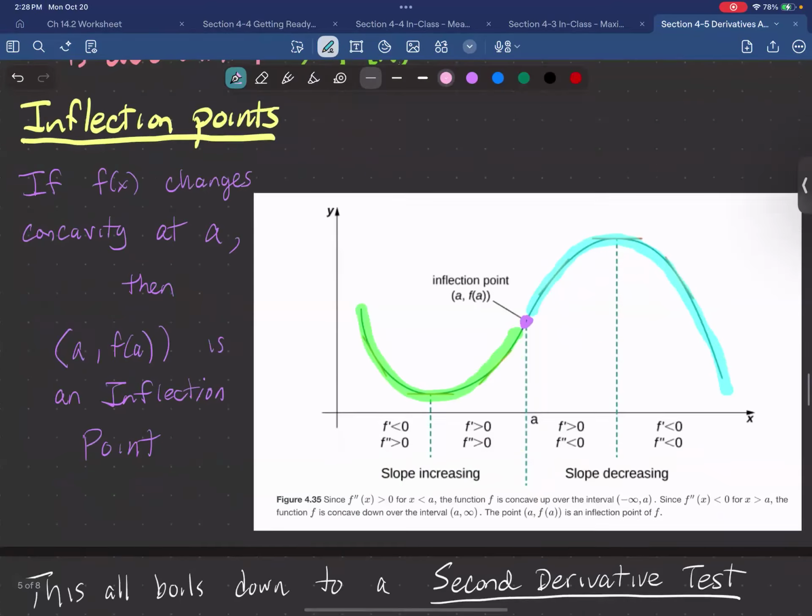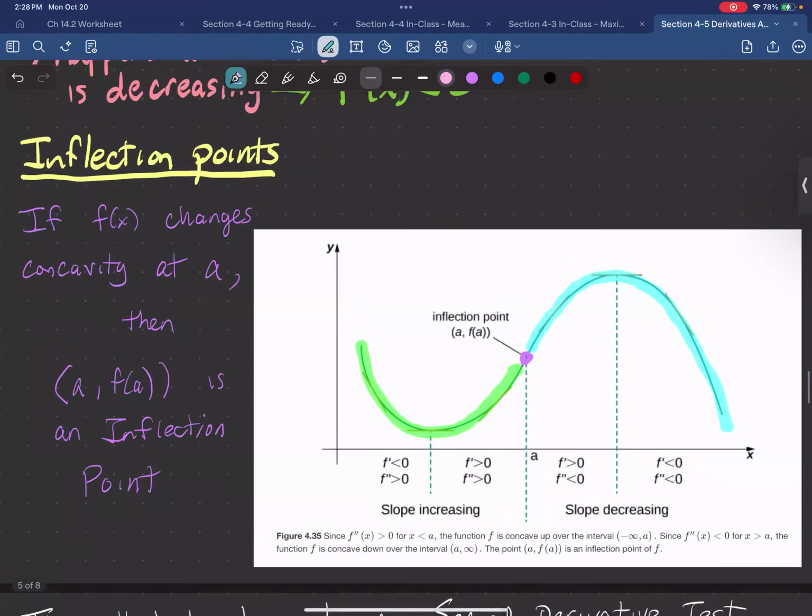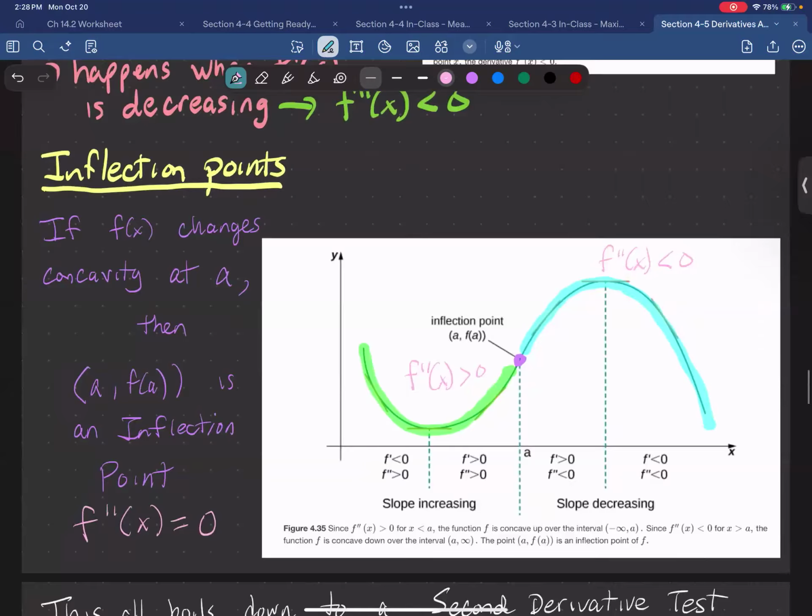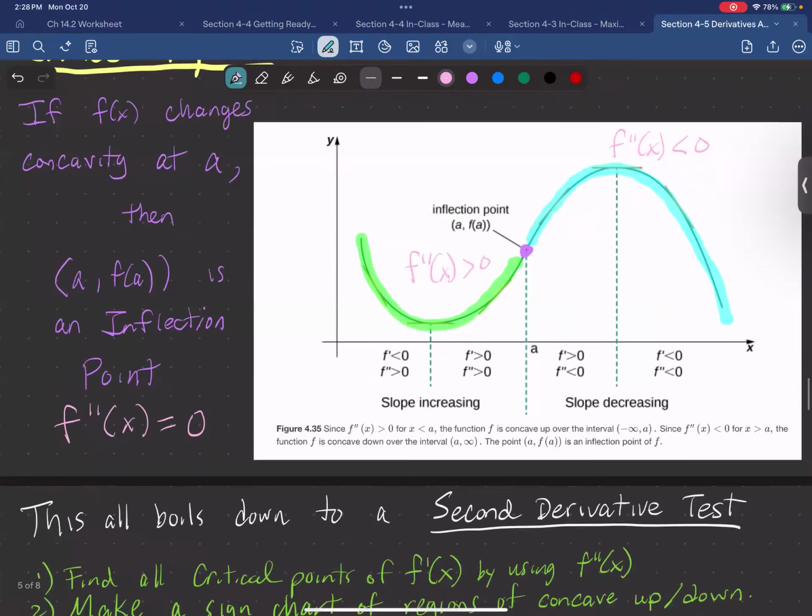I apparently didn't write down f double prime of x equals 0 right there. Because here f double prime of x is greater than 0, and here f double prime of x is less than 0, which means where it's changing, it's got to equal 0. Okay? So this boils down to a second derivative test, and we're going to do the same thing we did before.